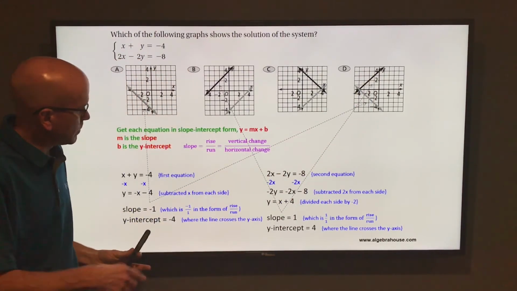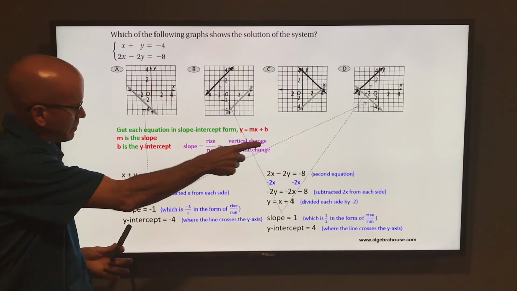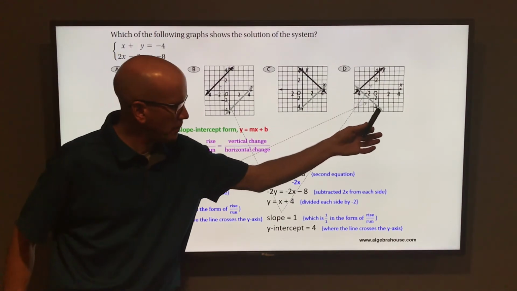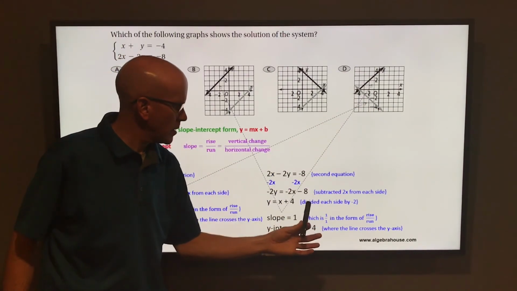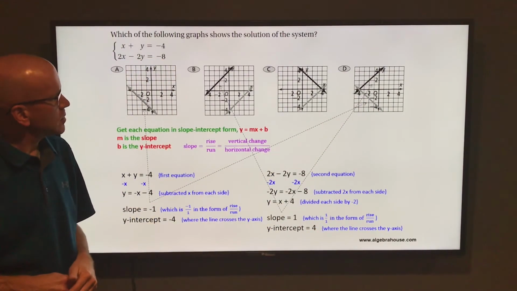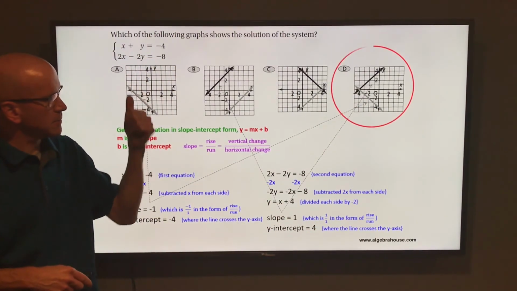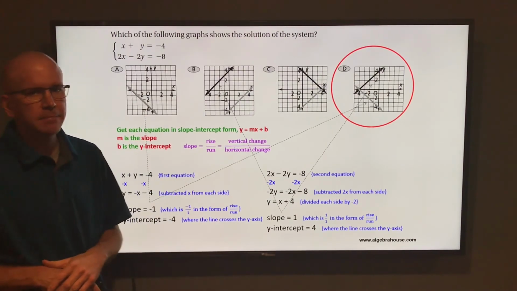Remember that graph down there, letter D, we matched that gray line up with this first equation, and the black line matches up with the second equation. So the one that shows the solution to this system would be letter D.